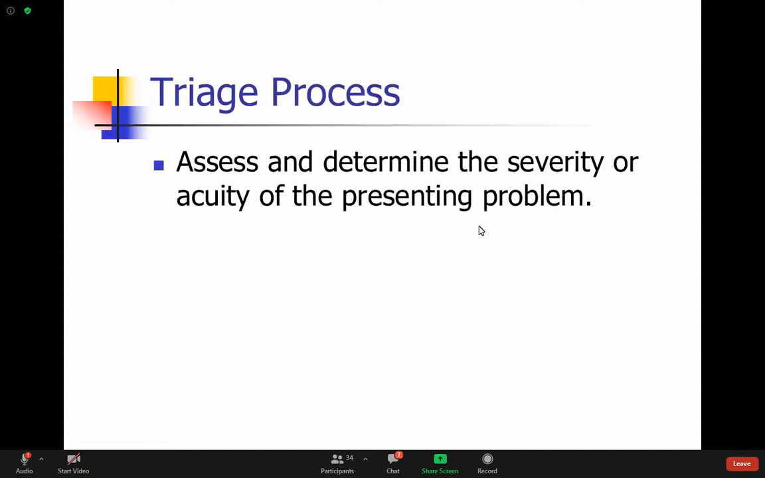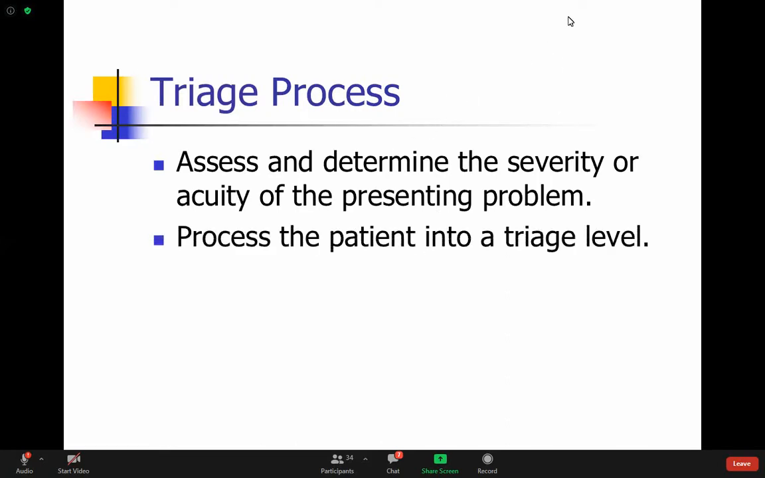Triage process. Assessing and determining the severity of acuity of the presenting problem, which I've mentioned before. Process the patient into a triage level. So because you're triaging a patient, you're gonna have to make a decision about what level of triage this patient will be labeled or decided to be.